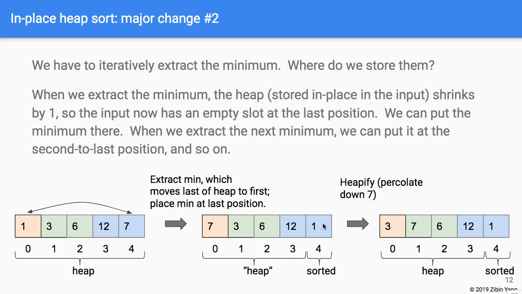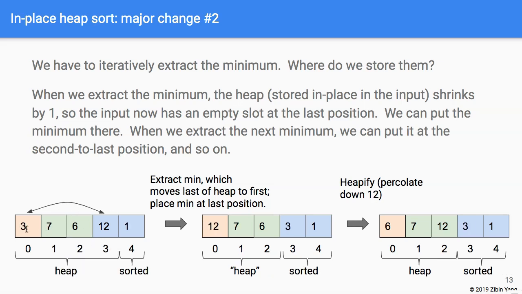Now that the minimum is at the end, the heap becomes this smaller list. It's not truly a heap now, because we have a larger element in the first position. Then we can do a heapify, or percolate down, to move the element we just moved up to the right place and turn it back into a heap. So now we have a heap with a sorted part at the end of the list. And then we can do that again.